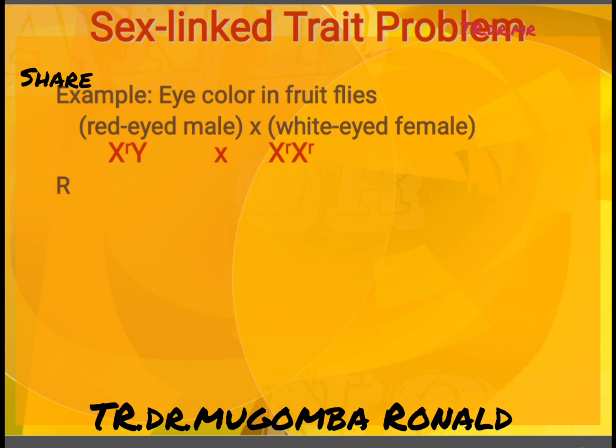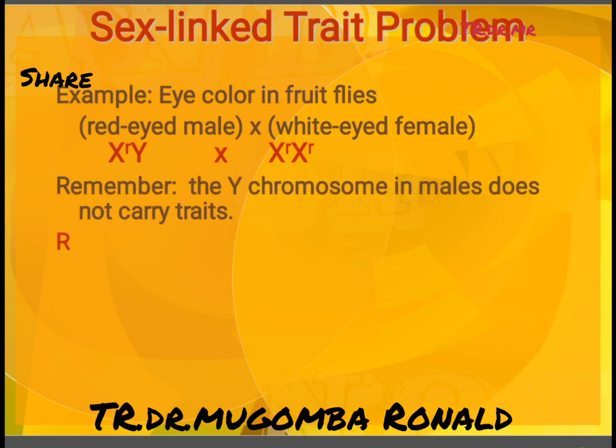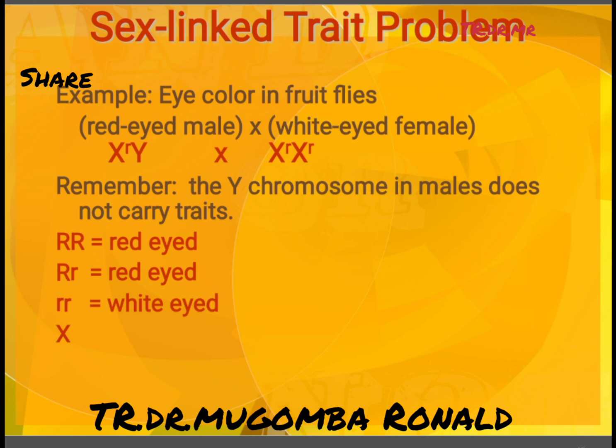Okay, let's look at an example where we are seeing a red-eyed male crossed with a white-eyed female. So let us assume red eye is dominant over white eye. Yes, red eye is dominant over white eye. But also remember, they are carried on the same sex chromosome. So that is why we have capital R being red-eyed, and small r being white-eyed.